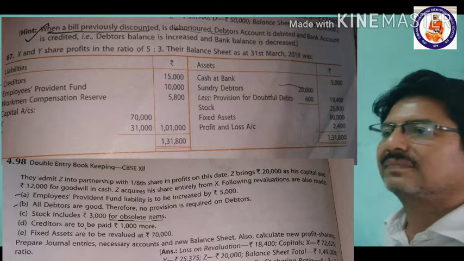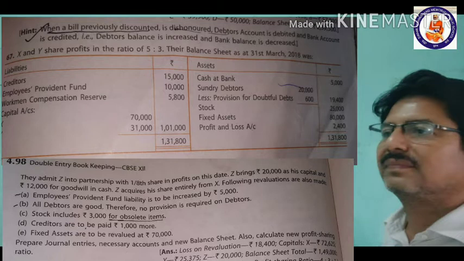Then further it says they admit Z into partnership for 1/8 share in profit on the date. Z brings 20,000 as his capital and 12,000 for goodwill in cash. Z acquires his share entirely from X. Entirely he takes from X. Following revaluations are made.